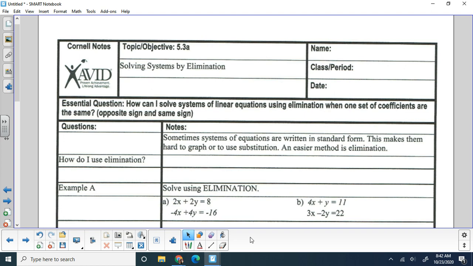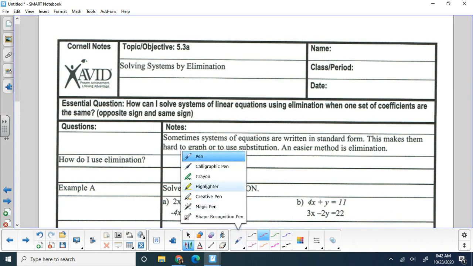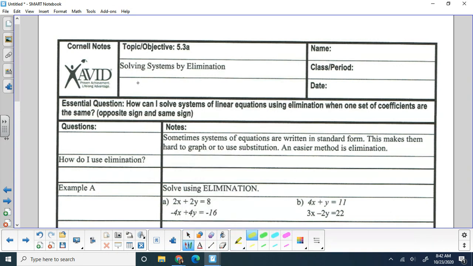Hi students, it's Miss Vernon and I'm back today to talk and teach on lesson 5.3a, which is solving systems by elimination. We're going to be talking specifically about how you solve systems by elimination, but also how you recognize when you should solve by elimination, or the elimination method.